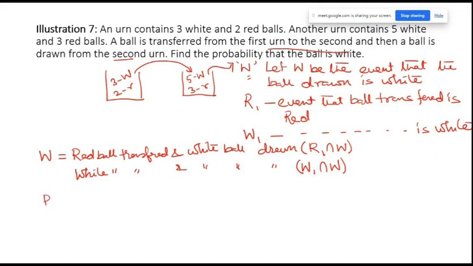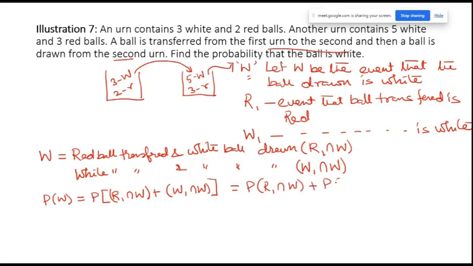So what we have, probability of W is equal to probability of (R1 intersection W) plus probability of (W1 intersection W). Why have I taken the probabilities inside, adding up? Because they are mutually exclusive. This and this event together cannot happen simultaneously. Either a red ball is transferred and a white ball drawn, or a white ball is transferred and a red ball drawn. They cannot happen simultaneously. That's why this is the case.